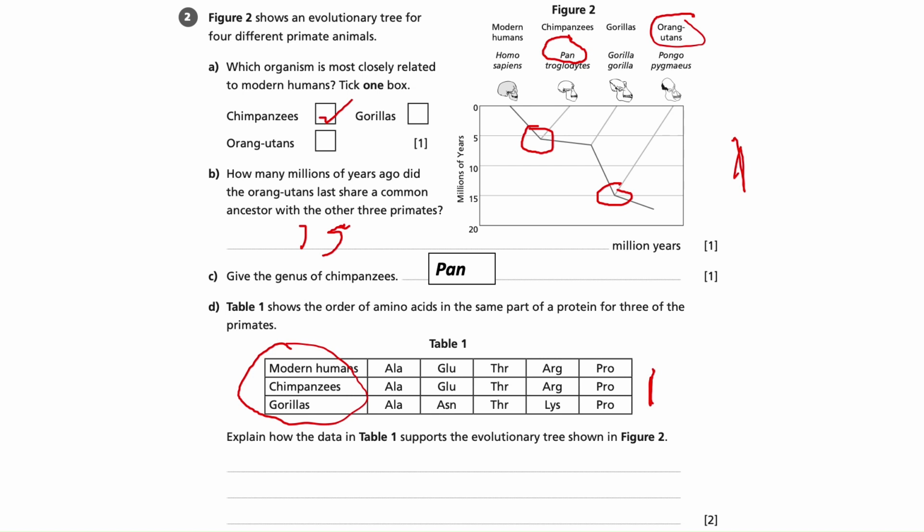Now if we actually look along, we can see that the modern humans and the chimpanzees actually have the same amino acid sequence. So that shows us that they must be very closely related, whereas the gorillas actually have a difference. So there is a difference there, and also a difference there. That therefore shows us that they mustn't be as closely related as modern humans are to chimpanzees.